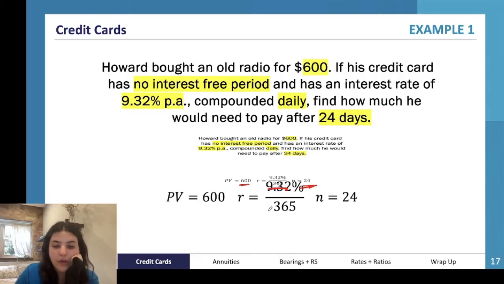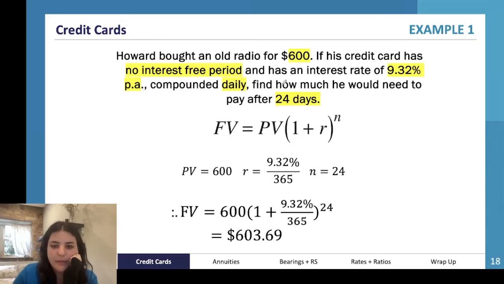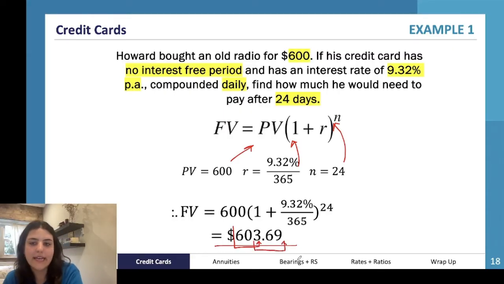So with all of that in mind, we would then place that into our formula. So 600, our rate, which is 9.32% over 365, you can just put it in as that fraction. Time period's 24 days. So we have to pay back $603.69. So this 600 is the radio. This $3.69 is the interest that we earned in 24 days.